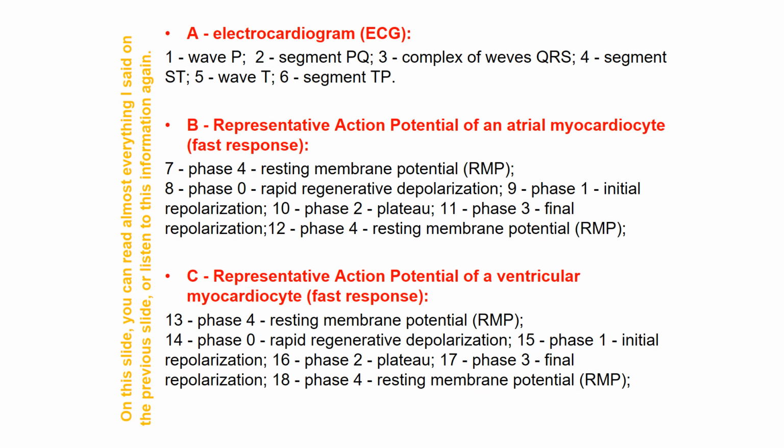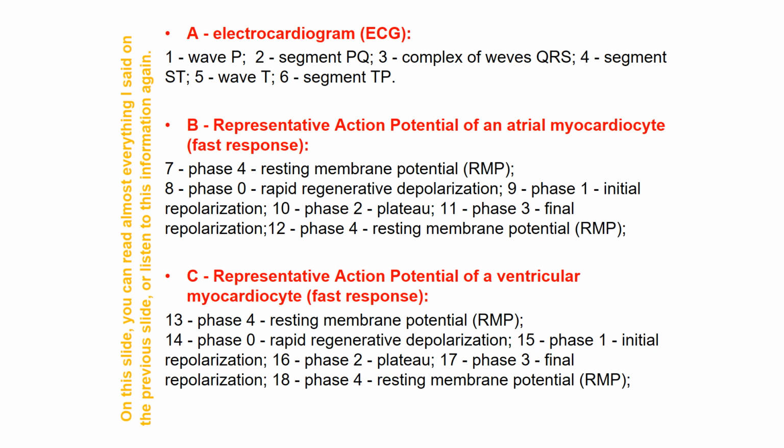6. Segment TP. B. Representative action potential of an atrial myocardiocyte, fast response. 7. Phase 4, resting membrane potential, RMP. 8. Phase 0, rapid regenerative depolarization. 9. Phase 1, initial repolarization. 10. Phase 2, plateau. 11. Phase 3, final repolarization. 12. Phase 4, resting membrane potential, RMP.